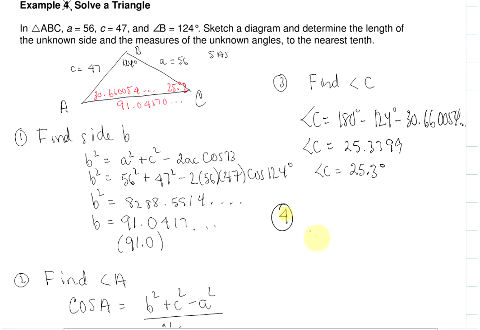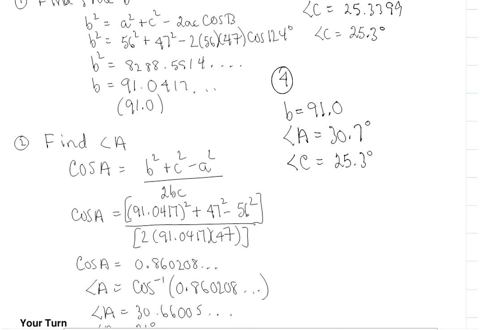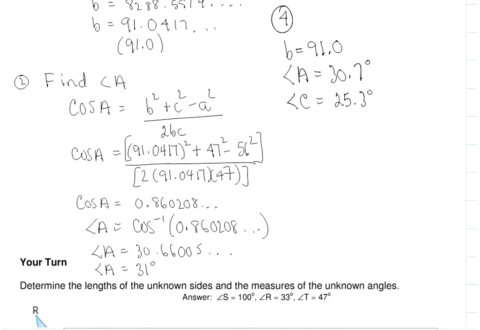So my answer is that b is equal to 91.0 to the nearest tenth. Angle A is equal to 30.7 to the nearest tenth. And angle C is equal to 25.3 degrees to the nearest tenth. Okay, and that ends this discussion, but I'll just change this down here to 31.7 degrees. Then we'll do our last example in the next video.